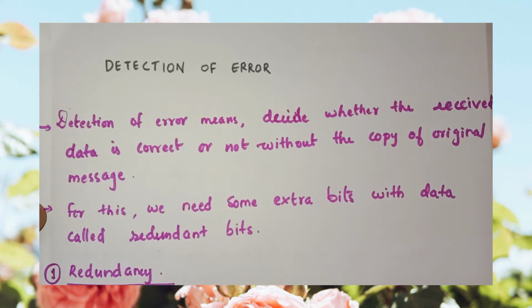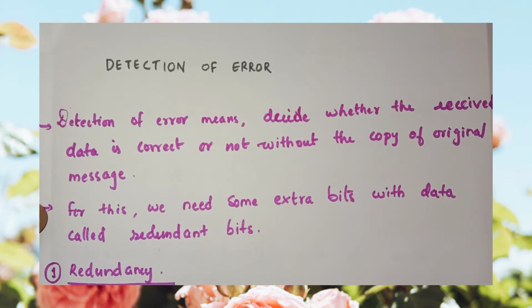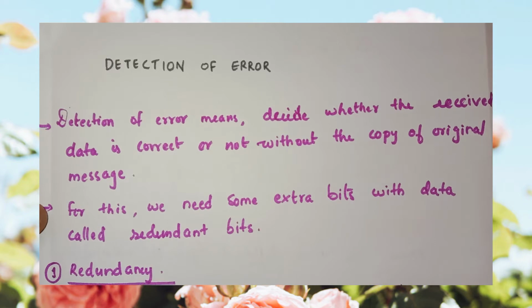Today I will discuss the topic detection of errors. First of all, what is error? If a sender sends a message to a receiver, and the receiver receives a message different from the original message, that means there is a transmission error during the transmission of the message. There are mainly three types of errors: single bit error, multi-bit error, and burst error.